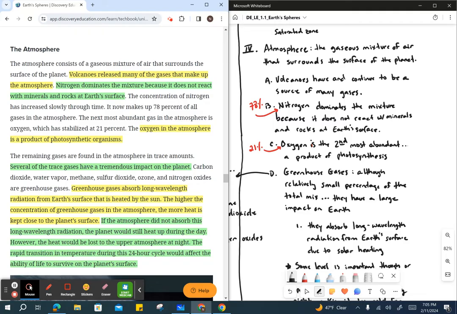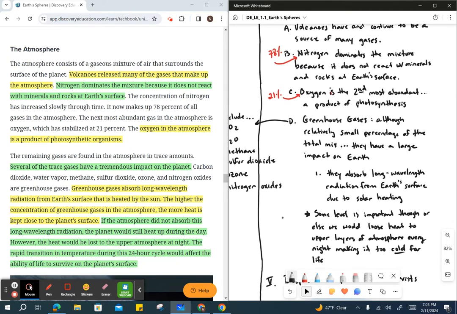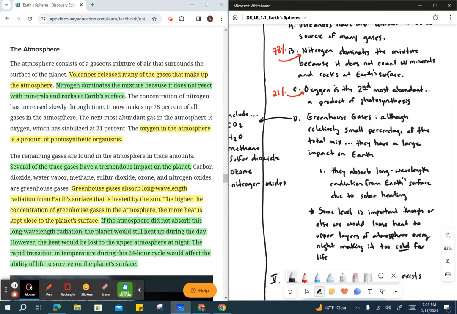Nitrogen is the most prevalent. Now, these numbers do change as time goes on, but right now, 78% of the air you're breathing right now is nitrogen, and 21% of it is oxygen. That just leaves 1% to be divided amongst the various greenhouse gases and other trace gases. Volcanoes have historically been a source of many of our gases. More recently, the oxygen you're breathing is a product of photosynthesis.